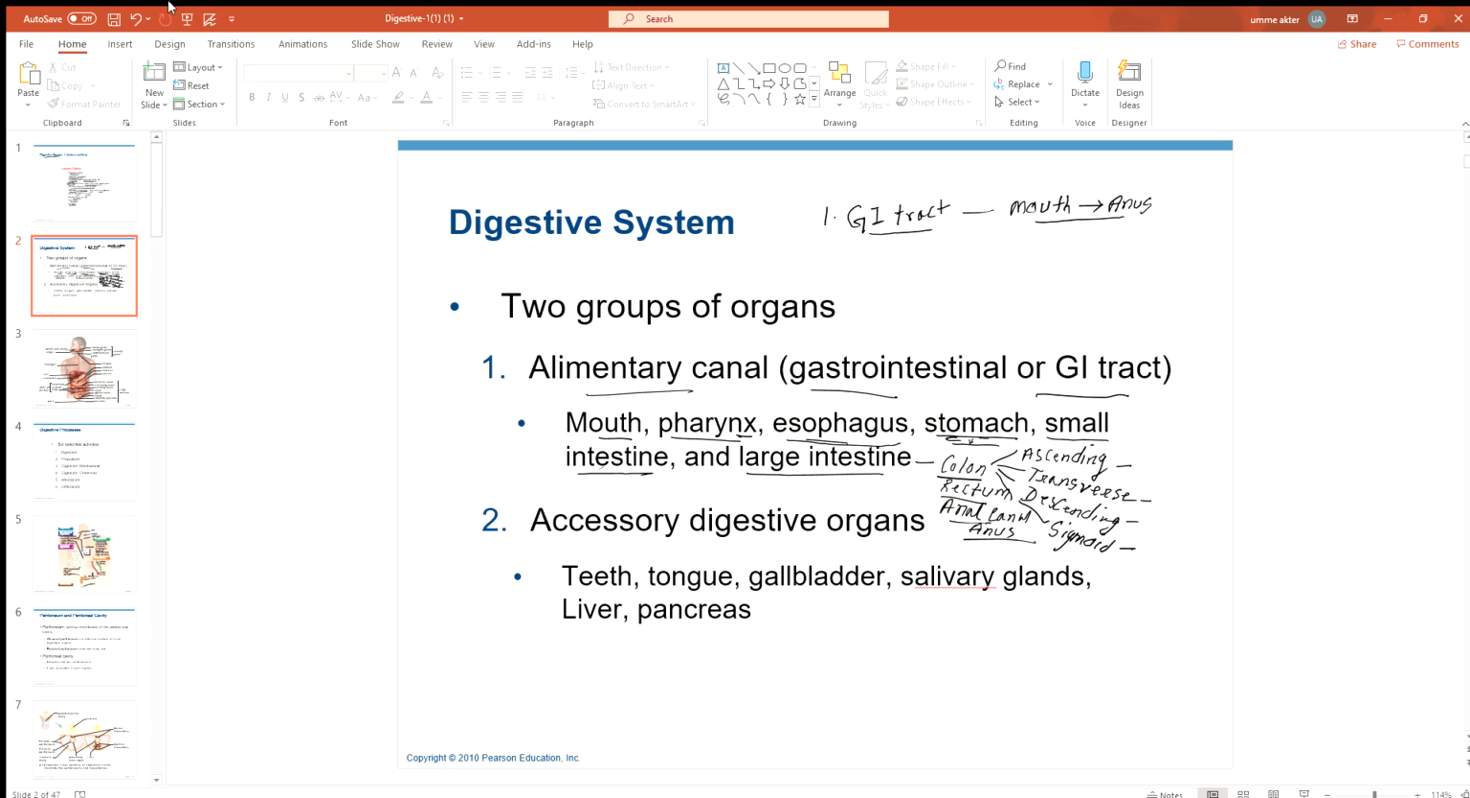Then outside of the GI tract you have other organs. Those are called the accessory digestive organs. Inside the mouth you have teeth and tongue. Under the liver you have the gallbladder. You have salivary glands around the mouth. You have the liver and pancreas. All these organs belong to the accessory digestive organs located outside of that tube.